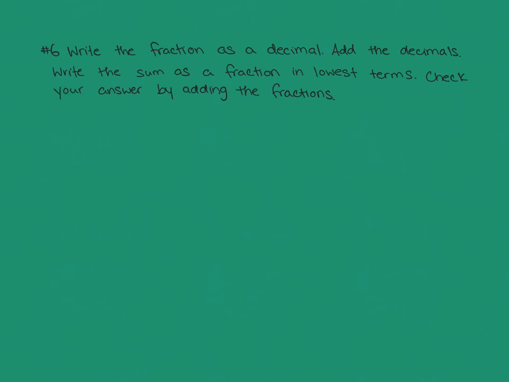So this is the structure. Our final question has many, many parts. So the first thing it asks you to do is write the fraction as a decimal. So the first example we'll give is 1/4 plus 2/5. So our first step is to write the fraction as a decimal. So I'm going to do this in blue. 1/4 as a decimal is 0.25, and 2/5 as a decimal is the same as 4/10, so that is 0.4.